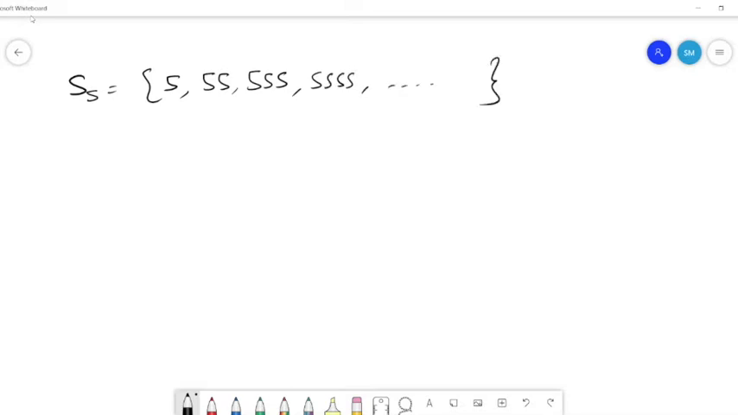From the last session, the question was: consider this sequence 5, 55, 555, 5555, and so on. And then we start with this first question.